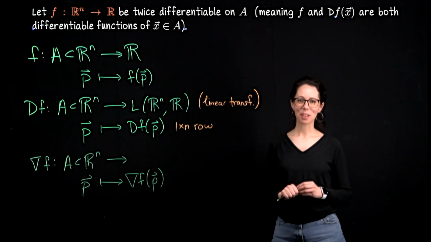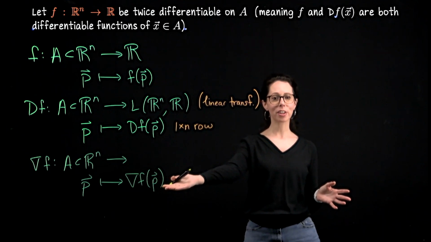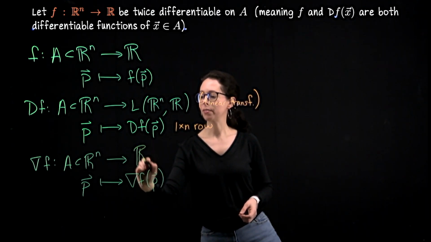It might seem pedantic, but there's a distinction here. So this is a linear transformation. That's the natural interpretation. This is actually a vector in Rn. So this is vector valued.